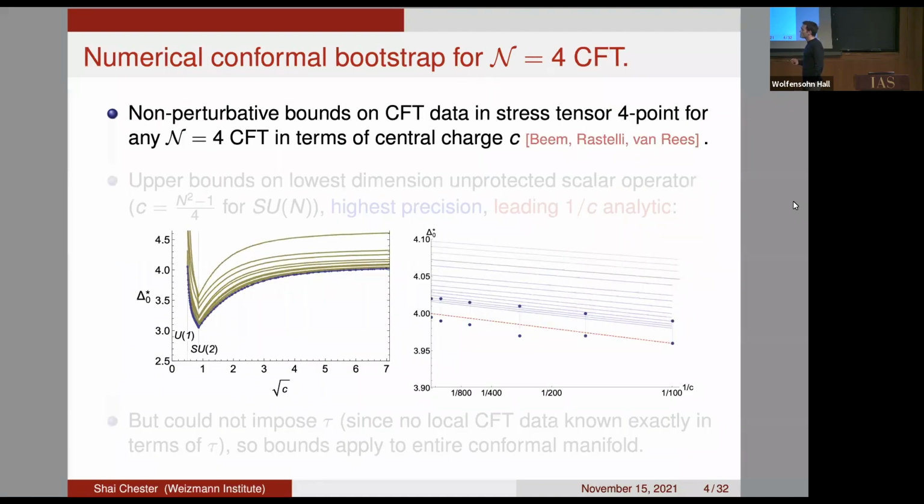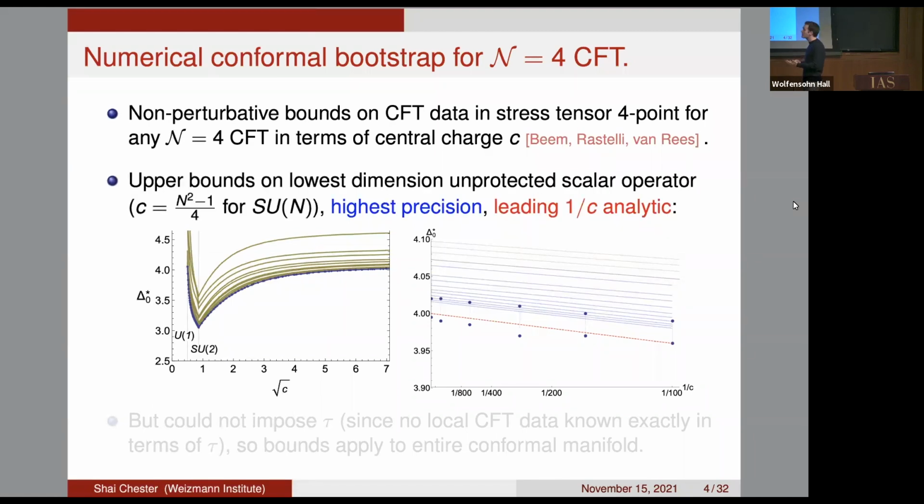So the other non-perturbative method that people have used to study N equals 4 super Yang-Mills is the numerical bootstrap. This was initiated in a paper by Rattazzi et al. a number of years ago. You can use this method to compute non-perturbative bounds on CFT data that appears in the stress tensor 4-point function. And you can do this, in fact, for any N equals 4 conformal field theory in terms of the central charge C, which describes the number of degrees of freedom in the theory.